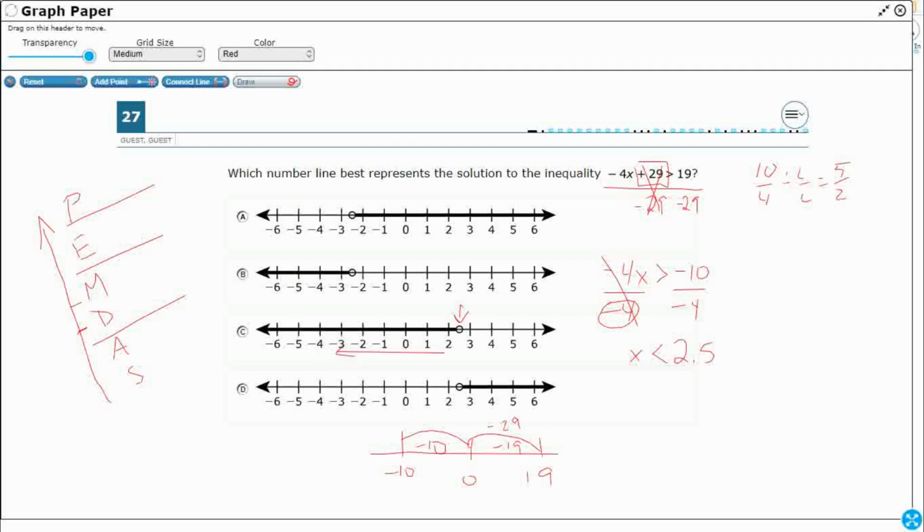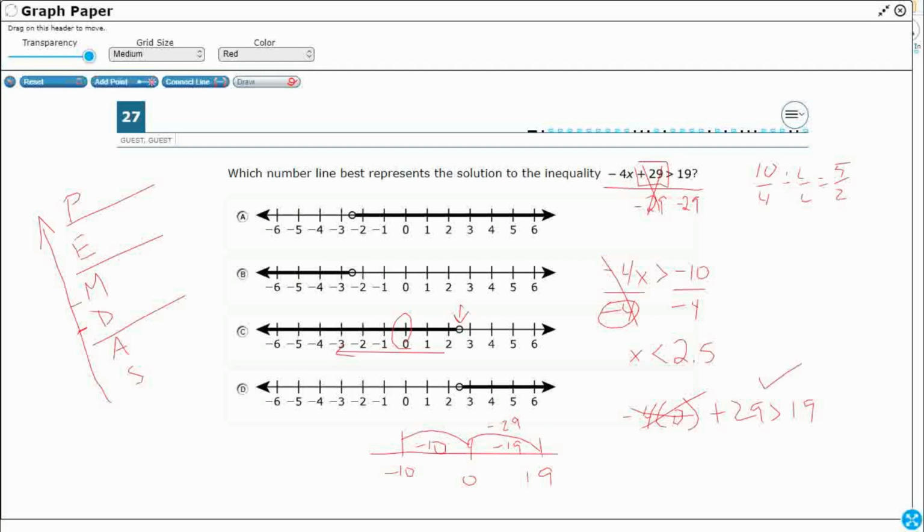C is looking good. Now, how do we verify it? Well, let's just pick a number. Let's just pick 0, that's going to be easy. Let's plug it back into the original. Negative 4 times 0 plus 29 is greater than 19. We pick 0 because that's an easy one. That's just going to make that term 0. So is 29 greater than 19? Yeah, it's a true statement.